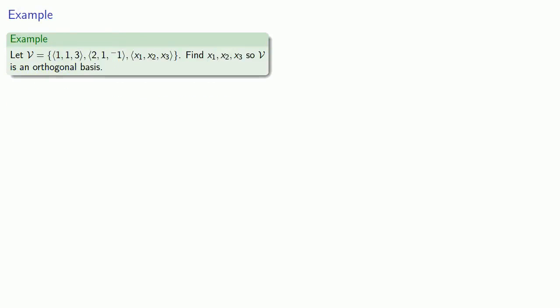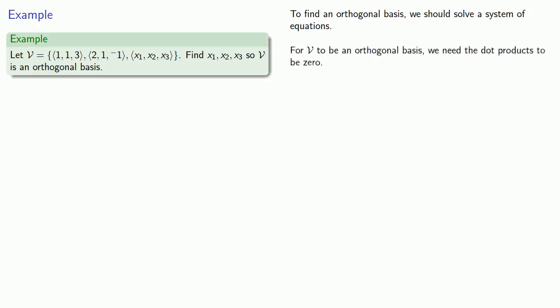So how shall we find these orthogonal bases? One way we might proceed is suppose I have a couple of vectors that are already orthogonal. Can I include a third vector that is orthogonal to the others? So to find an orthogonal basis, we should solve a system of equations. So if we want our set V to form an orthogonal basis, we need all of the dot products to be 0. I, not being a particularly trusting sort, would verify that the dot product of these two given vectors is in fact equal to 0.